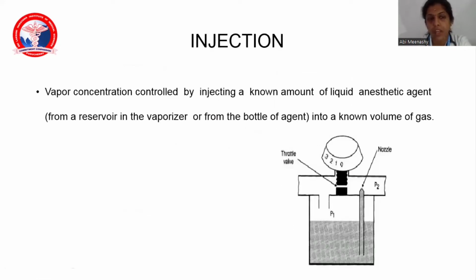In injection type, the vapor concentration is controlled by injecting a known amount of an anesthetic agent from the reservoir in the vaporizer or a bottle of agent into the volume of gas. In injection type, your fresh gas flow doesn't flow over the vaporizing chamber. A calculated amount of the agent is injected into the fresh gas flow. So fresh gas flow is separate, your vaporizer is separate. Only a calculated amount of vaporizing agent will be injected into the fresh gas flow, calculated by the computer according to your set concentration.